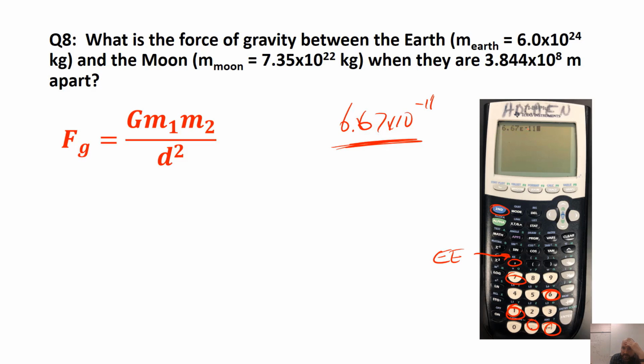What this is going to do is keep that negative 11 as a times 10 to the negative 11 attached to 6.67. It helps the calculator organize the numbers a little bit better, and you be more aware of what you're doing. You need a little fewer parentheses, but I would still include the parentheses whenever possible.